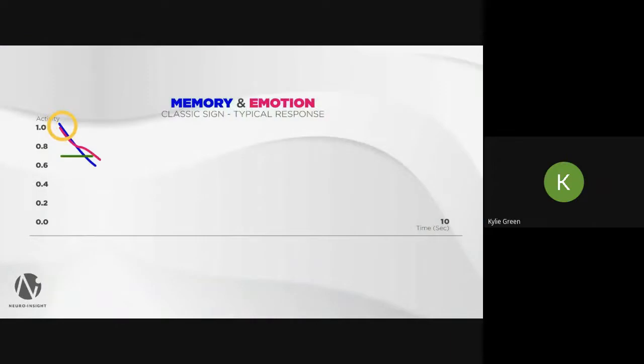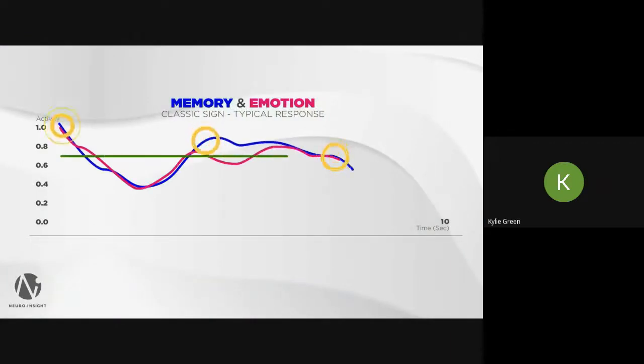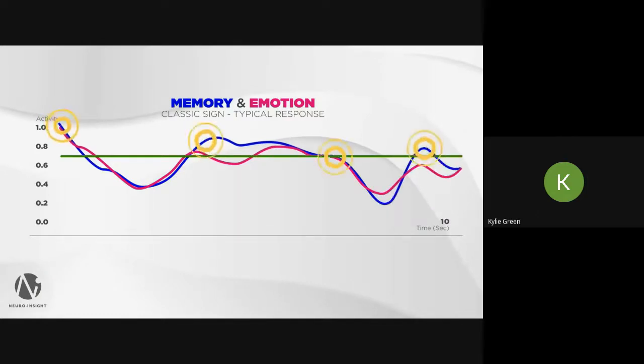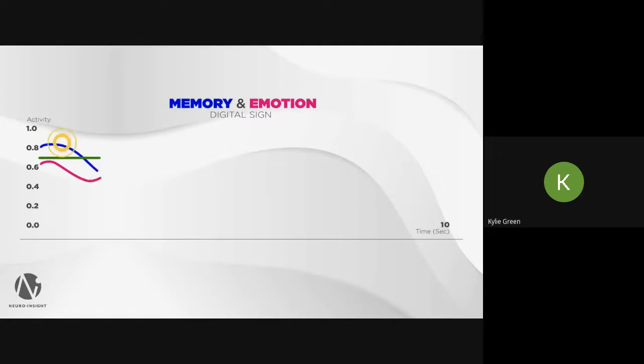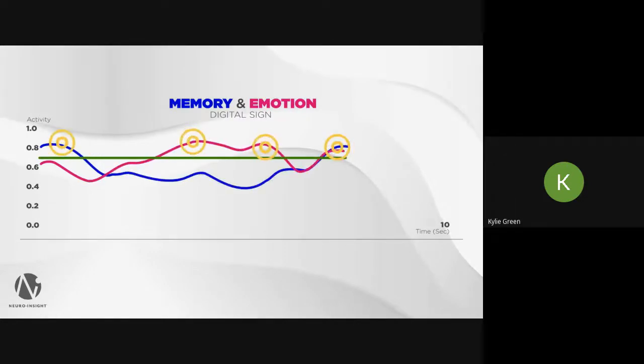Here is a typical response to a classic sign. The peak responses determine the power at which certain moments are encoded in the brain. We then looked at a response to a digital sign. We see an even greater neuro response.